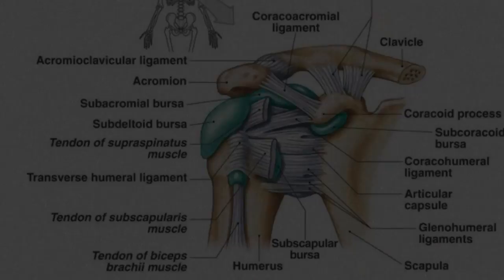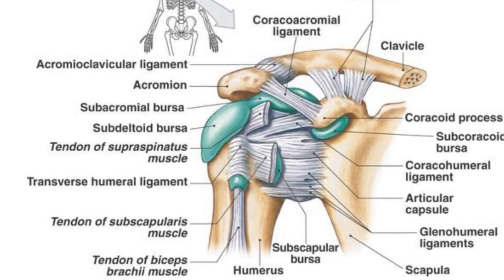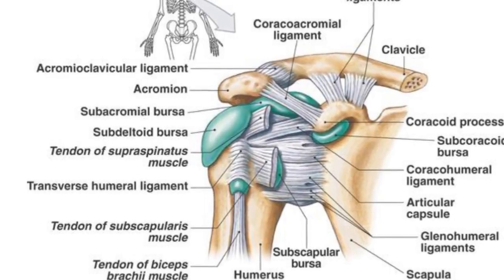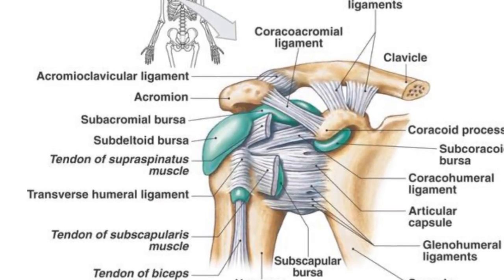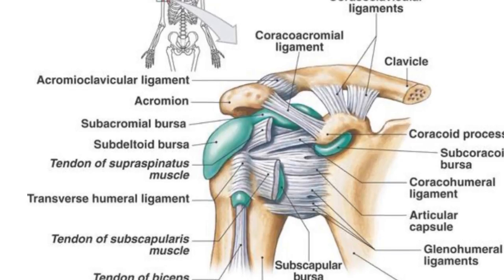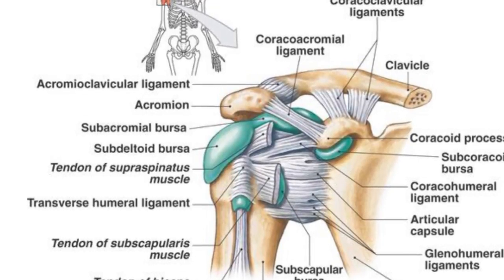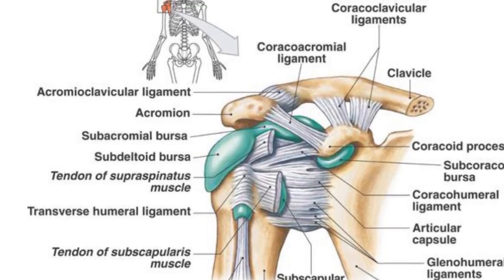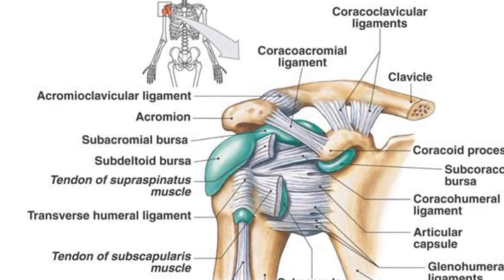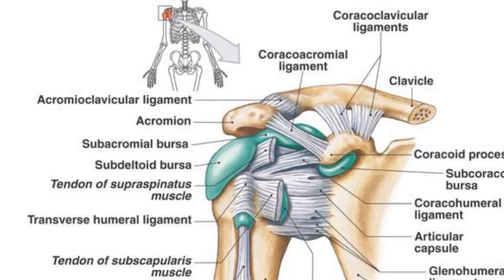Let's move on to the inferior glenohumeral ligament. This limits external rotation and superior and anterior translation of the humeral head, the anterior portion. It also limits internal rotation and anterior translation, the posterior portion of the humeral head. This ligament arises from the glenoid and inserts on the humerus just beyond the lesser tuberosity.